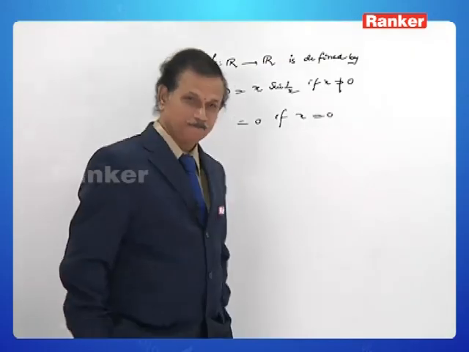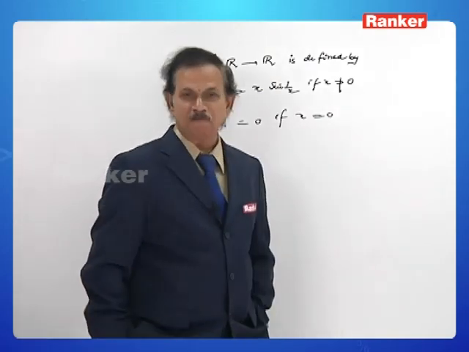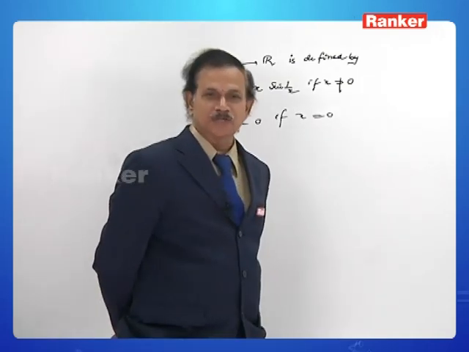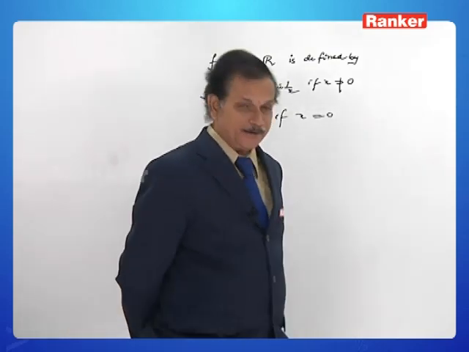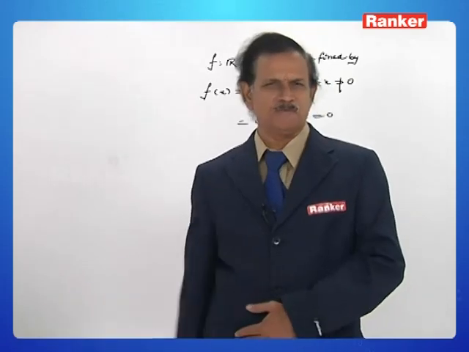Observe the function here. f from R to R is defined by f of x is equal to x sine 1 by x if x not equal to 0, and is equal to 0 if x is equal to 0. This is the function given, and regarding this function, 4 options have been given.